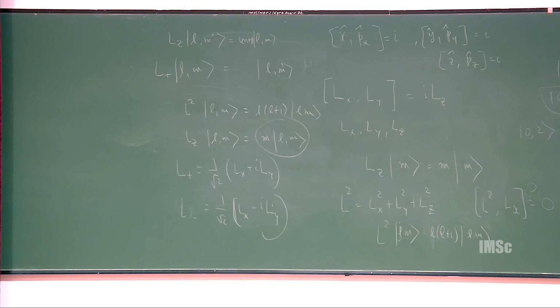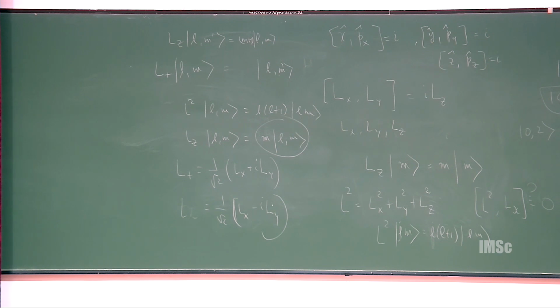The most interesting thing is, unlike the case of A dagger A, etc., where it went up to infinity, here it cannot do that. It has to stop at some lowest value and it has to stop at some maximum value. It cannot go above that. You can't go above and below. I will explain why it is so. So it will actually go from minus l to plus l. The m value can be only from minus l to plus l.